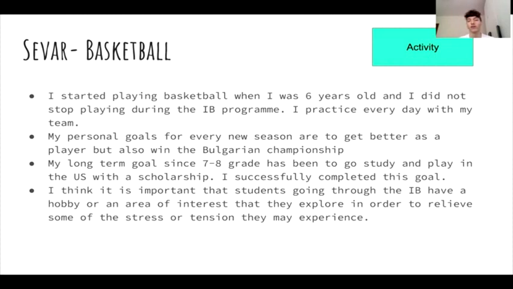And I usually have goals for every year pretty much, and that is just to get better and also win the Bulgarian championship with my team. And lastly, I want to say that I think it's really important for students to have any area of interest to explore during the IB program, because there's a lot of academic stress, so they need to relieve it somewhere. For example, Denise had art, Anna had skiing and tennis, and David, for example, he did a lot of things digitally, such as the yearbook. So I think it's really important for us as children to relieve our stress in areas of hobbies.